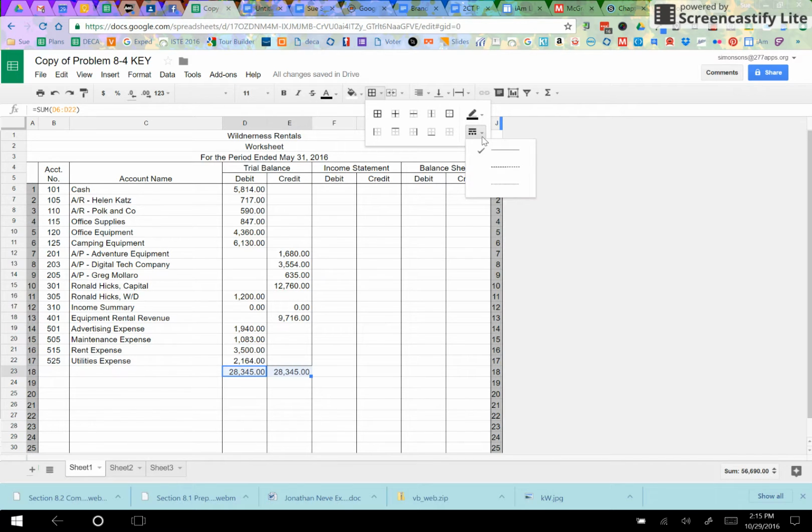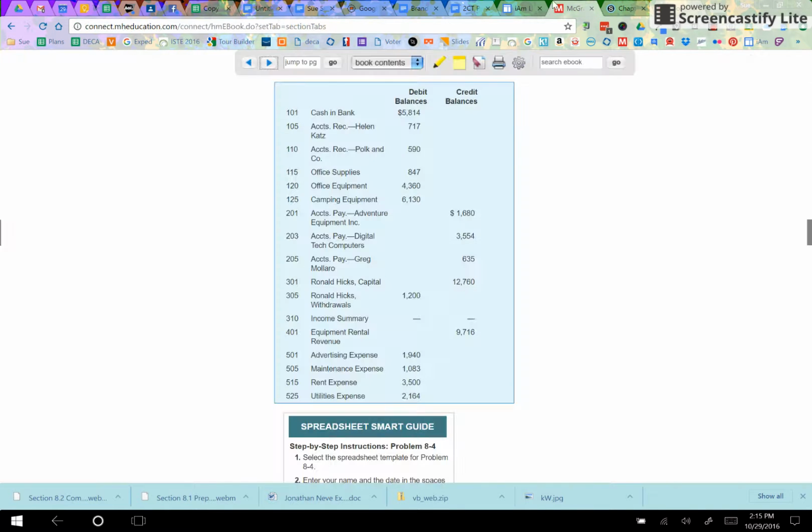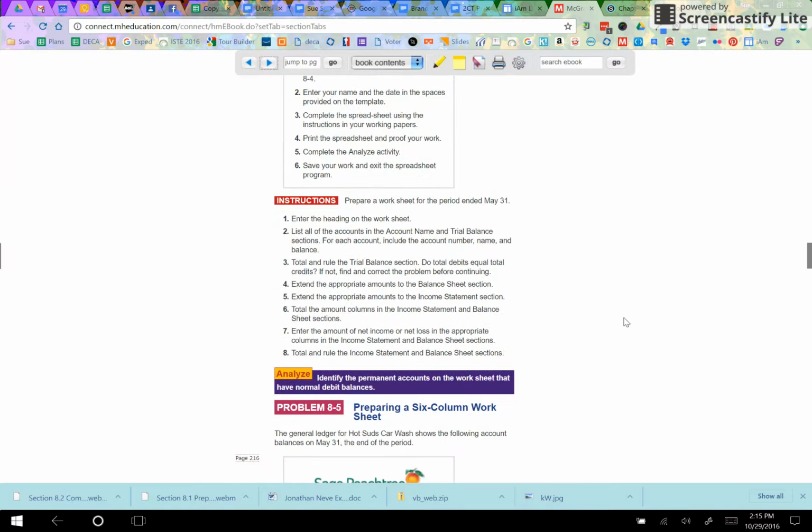I was hoping that Sheets had finally come up with a double rule. It doesn't. So we're just going to put a bottom border. If we were in Excel, this would have a double rule, meaning the ruling means that nothing's going to come below there. So we're just going to be okay with Sheets not having that just yet. Okay, let's jump back over to our problem. And if our trial balance was not in balance, we would go figure out that problem.